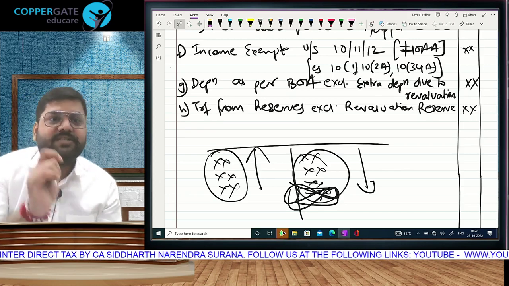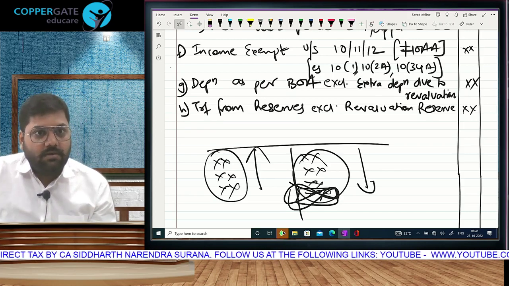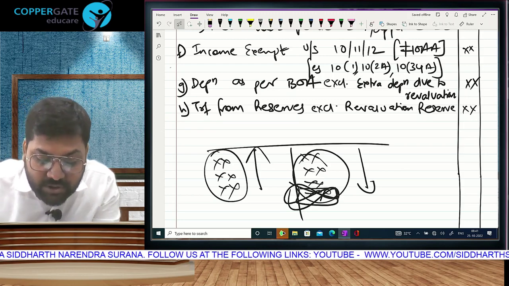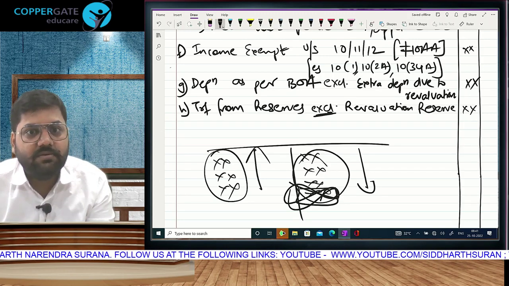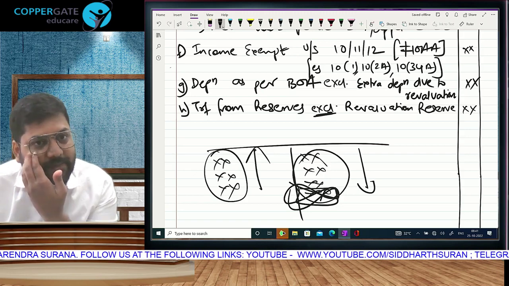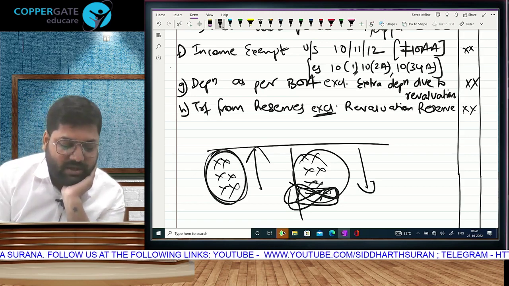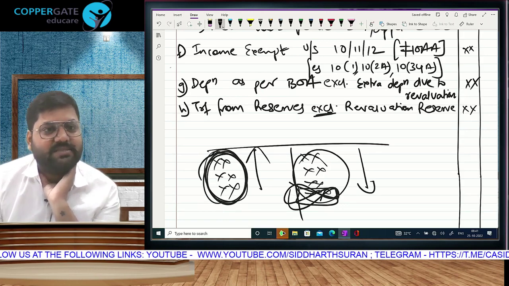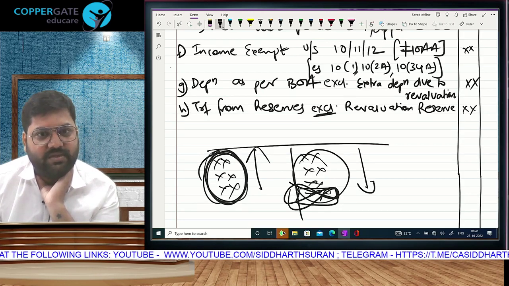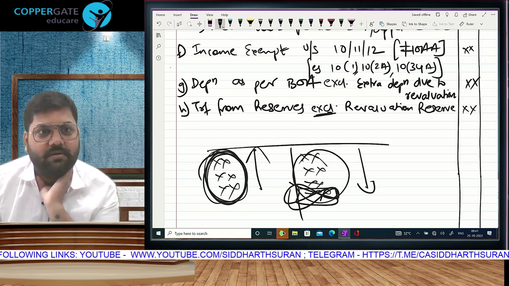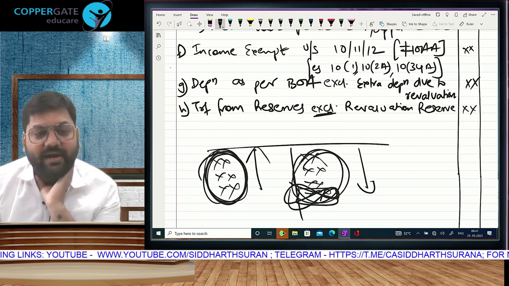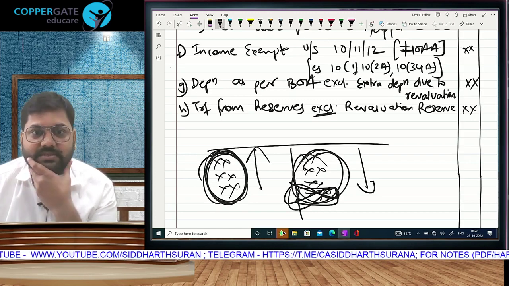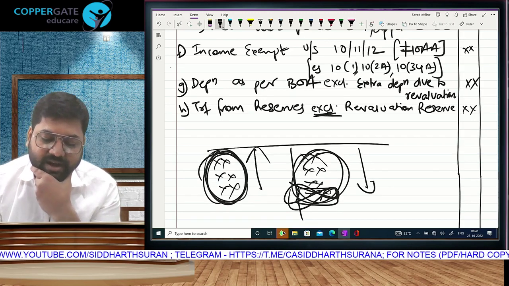So transfer to reserve, what will we do? Add. Transfer from reserve, what will we do? Less, but excluding revaluation. Matlab treatment is understood. Fatafat bolo. All the amounts that are debited here, shipping wala ignore. This is general reserve, currency allowance, investment allowance, currency fluctuation, all those reserves. What to do if debited? Add. If credited, other than revaluation, less. Revaluation don't less. Sir, treatment we understood.